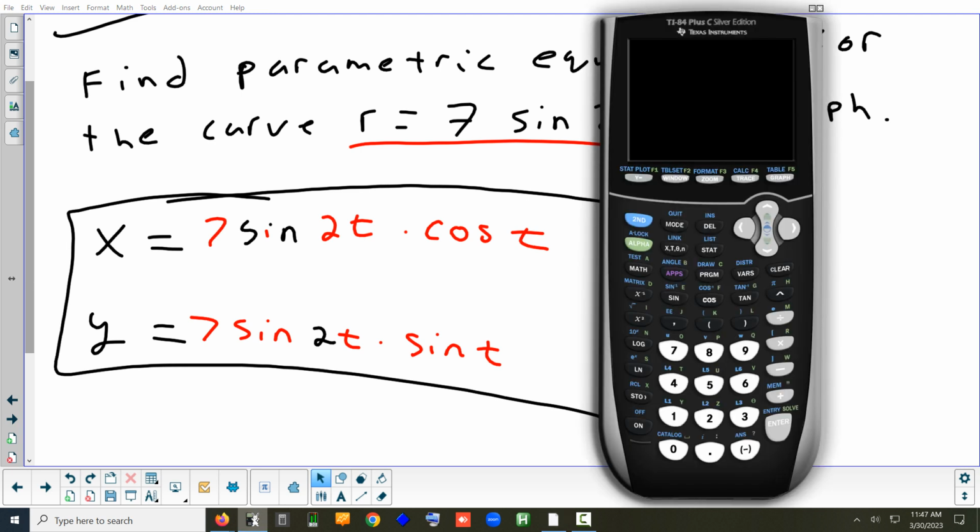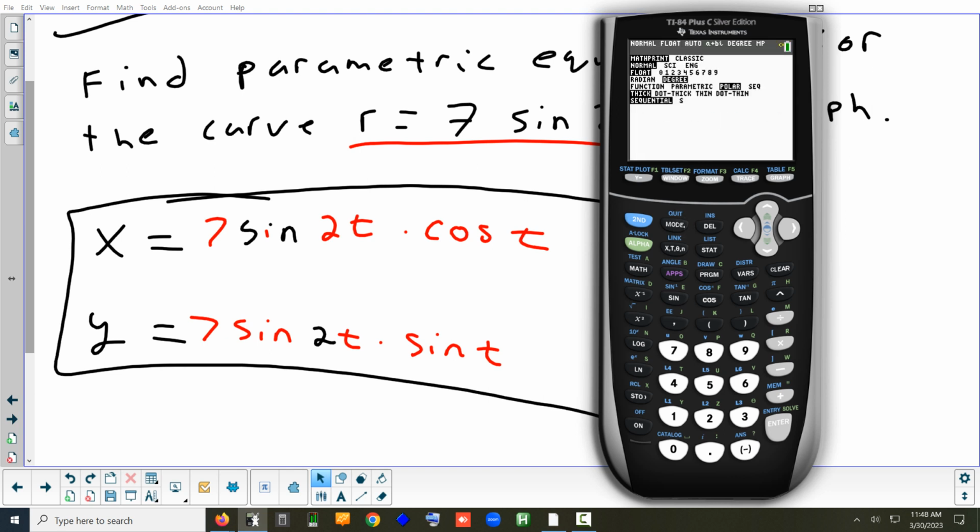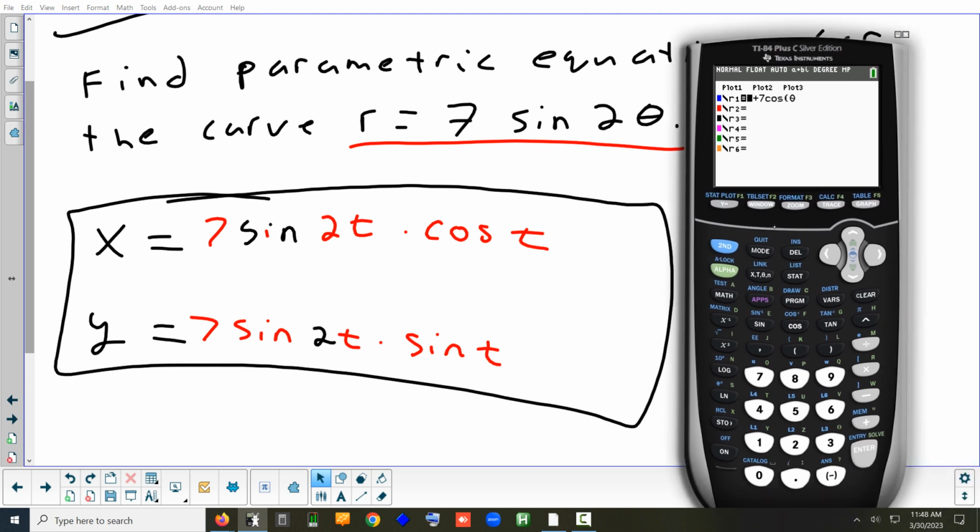Let's try it. So what mode am I in? Whatever mode I'm in, I'll do that first. Okay, I'm in polar. So let's type in 7 sine 2 theta. Okay, what does my parameter have to go from? This is 0.